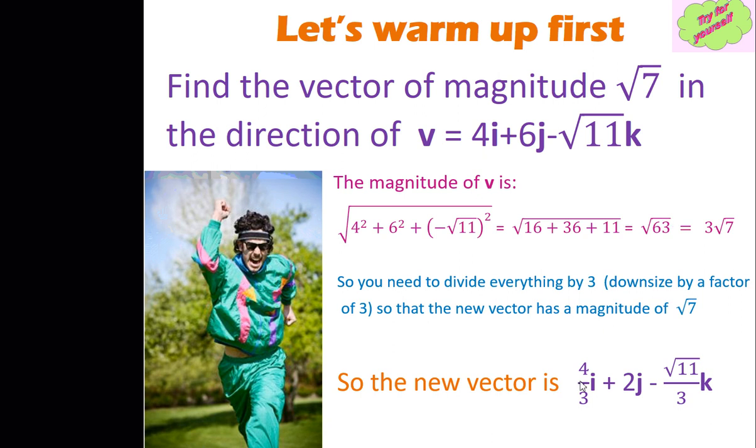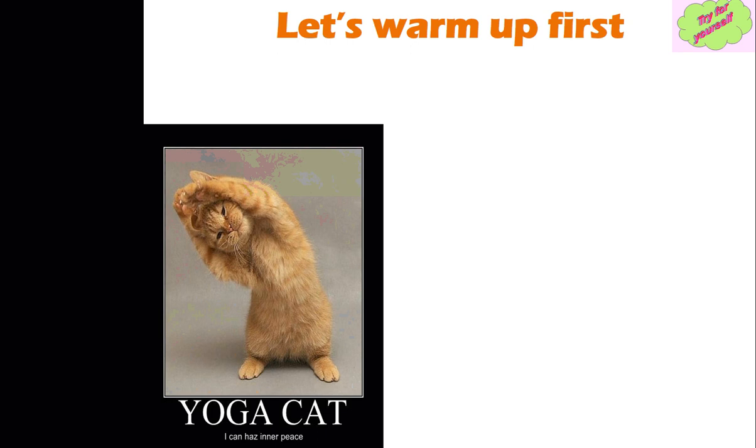So just proving that this new vector has a magnitude of root 7, which is what the question asked for. If it asked for the unit vector, you'd want it to have a magnitude of 1, in which case you would have divided each of these numbers by 3 root 7. Okay, here's another warm-up.